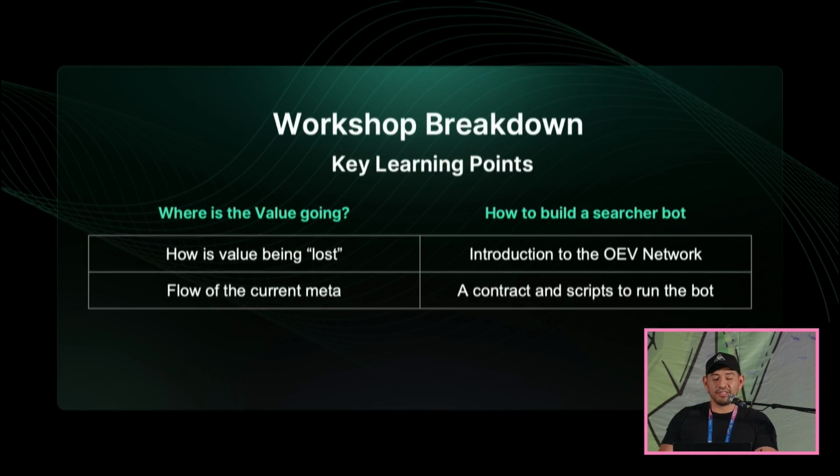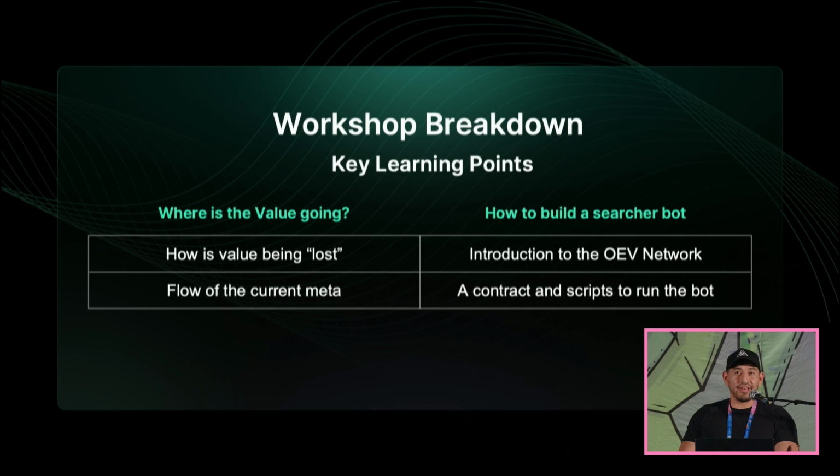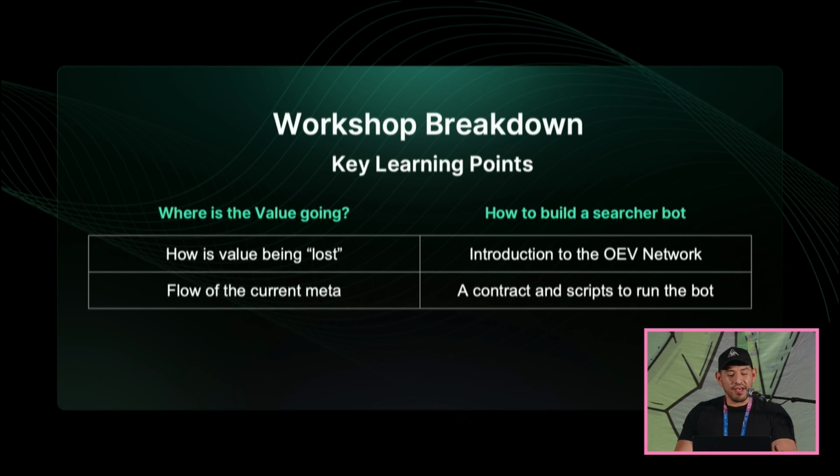So the workshop breakdown goes as this: where's the current value going right now? What's the meta? How is value being lost to dApps and on-chain? The flow of the current meta, and then how to build a searcher bot, introduction to the OEV network, and then samples of the contract and the scripts that you can run a bot with.